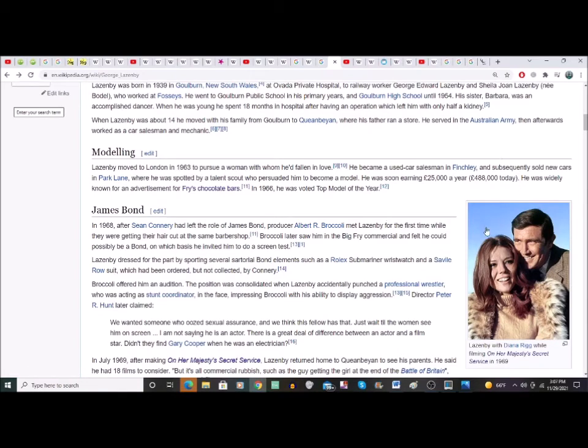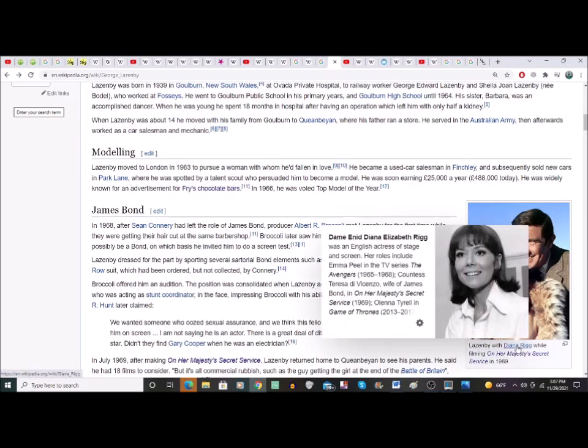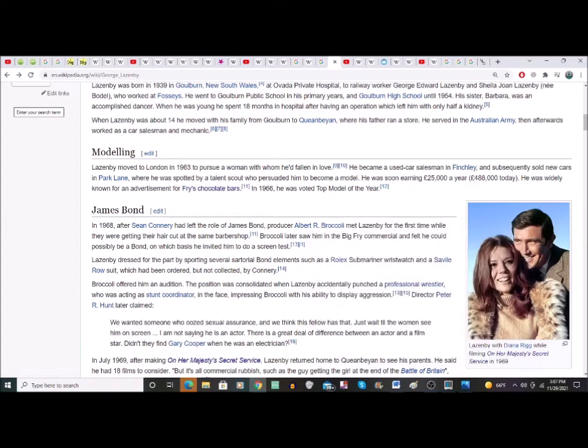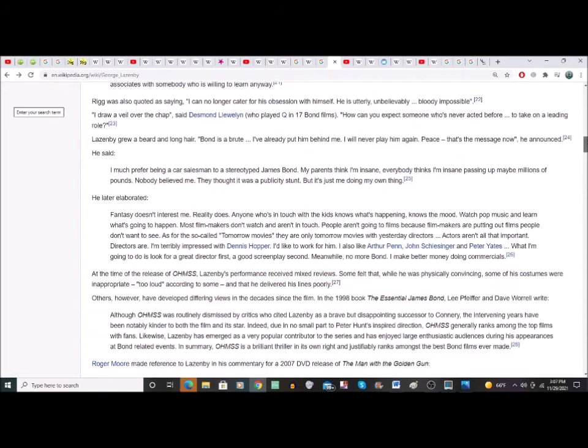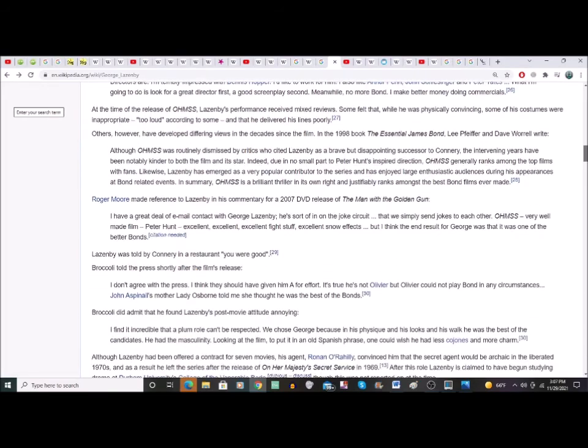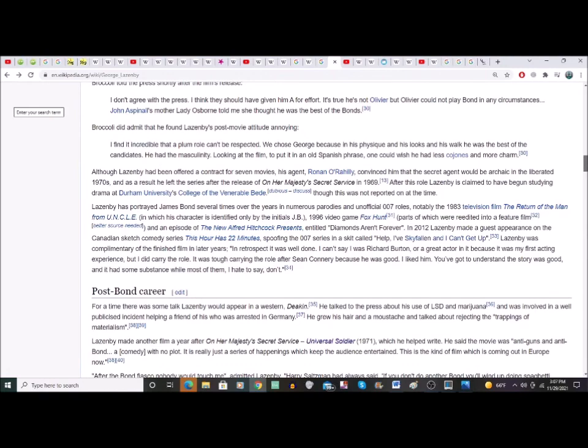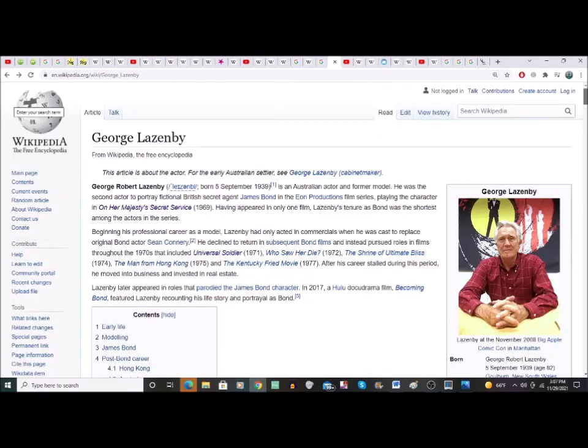Anyway, this is Diana Rigg, right? Diana. She plays, what's her name in the film? I don't know, but anyway, we've got Lazarus and Diana together. You know, I don't know what else to say. I can't remember who she plays. Something beginning with a V, I think. Anyway, you can look it up.